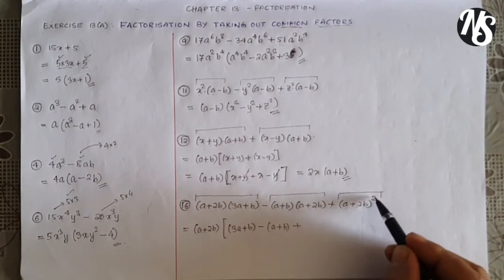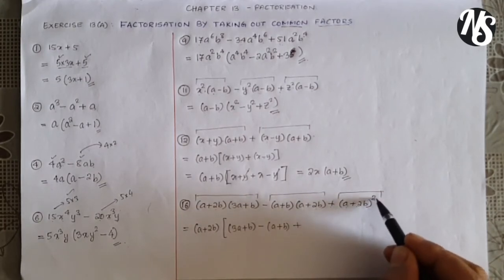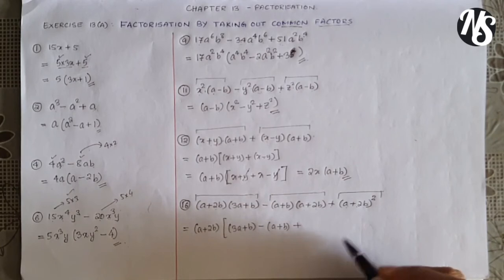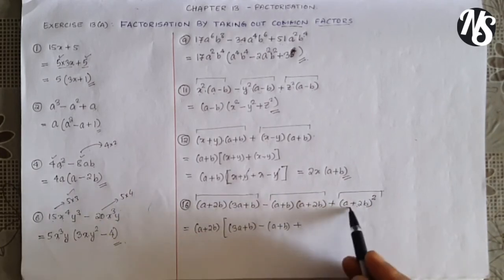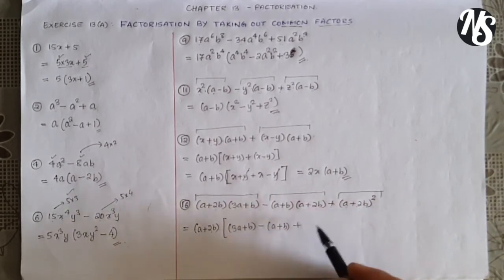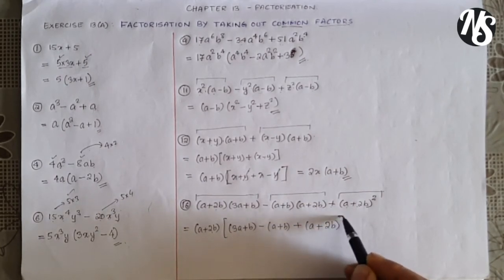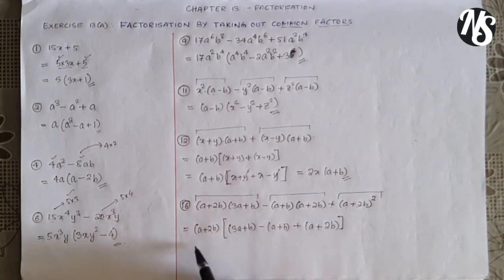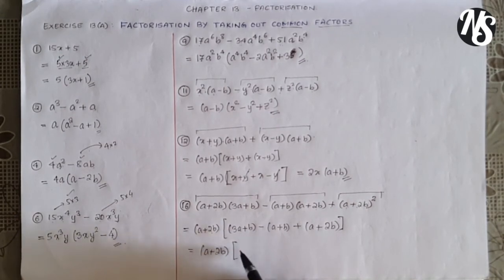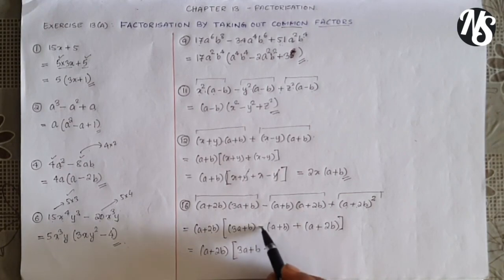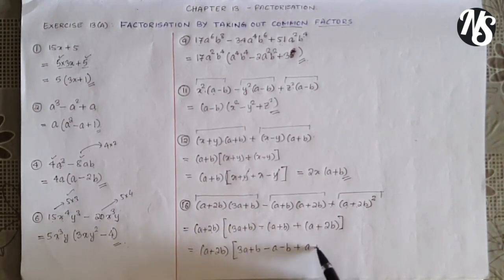We have a plus sign. See, here we have how many a plus 2b? We have exactly 2 of a plus 2b, right? So 1 is gone outside, so how many are left? Out of 2, if 1 is gone, only 1 is left. So we have a plus 2b to the power 1, no need to write that power. Now open the bracket, a plus 2b. So 3a plus b, minus into plus is minus a, minus into plus is minus b, plus we have a plus 2b, because plus into plus is plus itself, right?